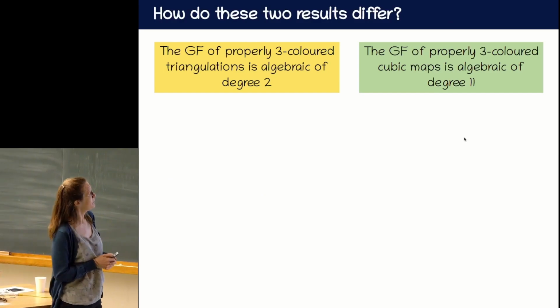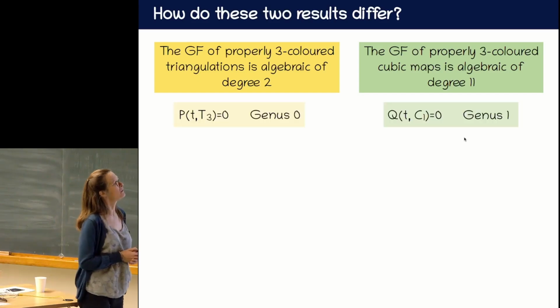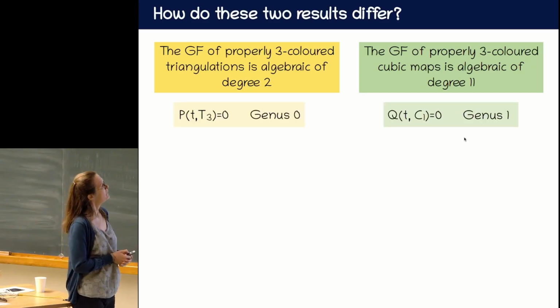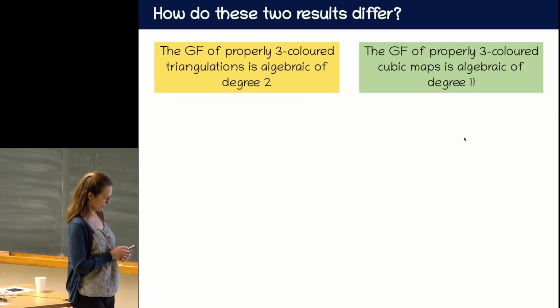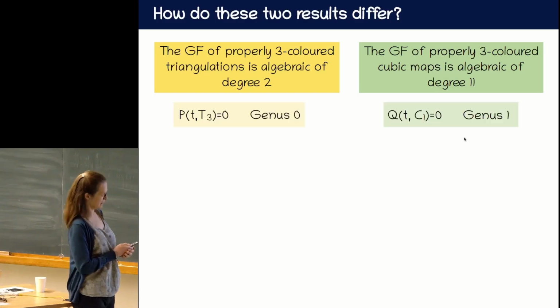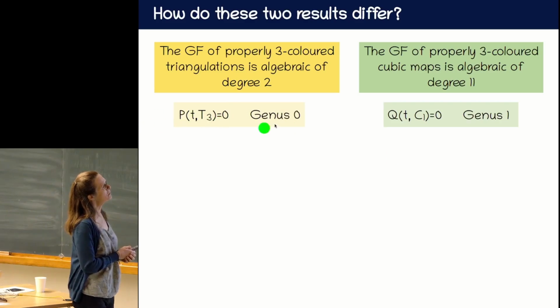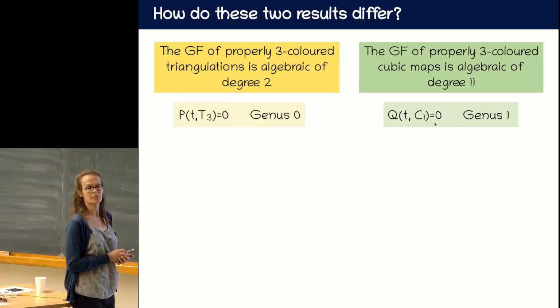So they differ in several ways. First, in terms of genus. If you look at the minimal polynomial of this series here for triangulations, you have a curve of genus 0, while here you have an elliptic curve.